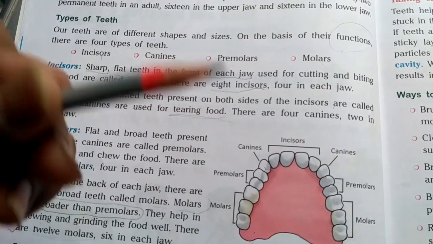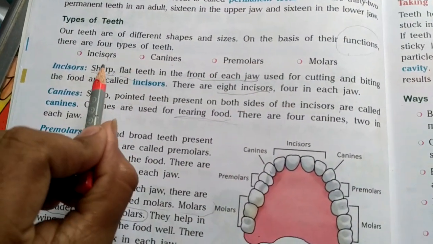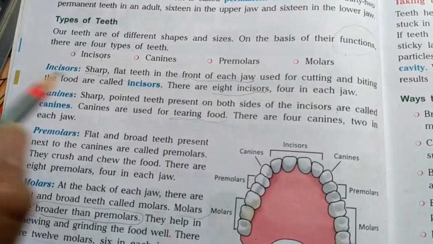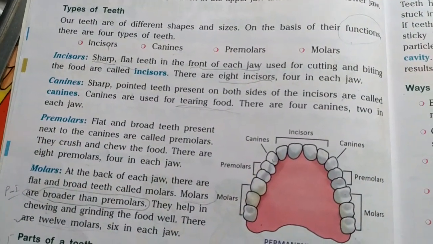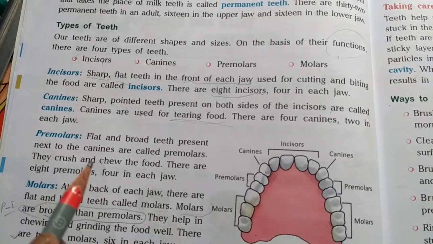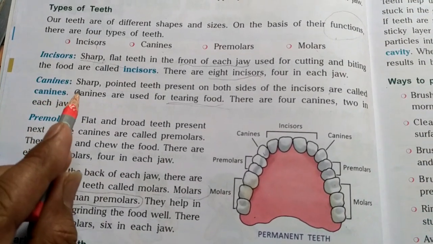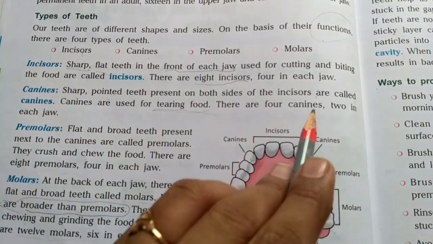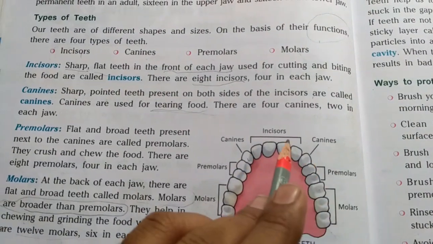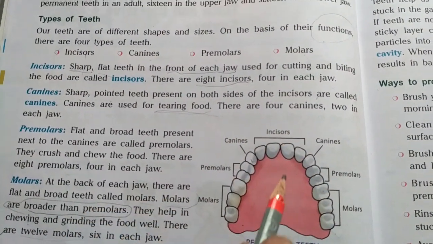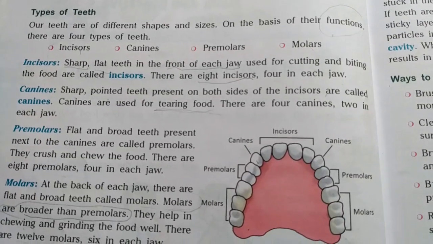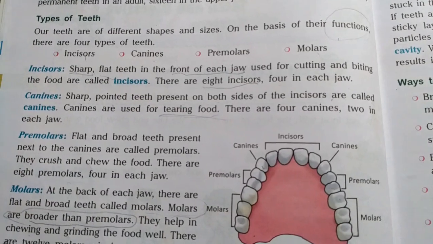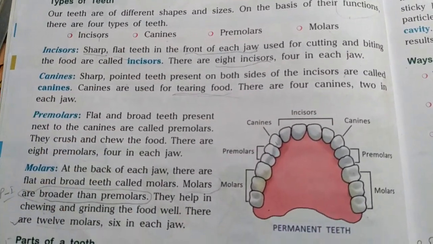That means 4 in the upper jaw and 4 in the lower jaw, and they are sharp, flat teeth in the front of each jaw. The very first teeth which we can see in our mouth are the incisors. Next was the canines. They are sharp, pointed teeth present on both sides of the incisors. They help in tearing the food apart, and there are 4 canines, 2 in each jaw.